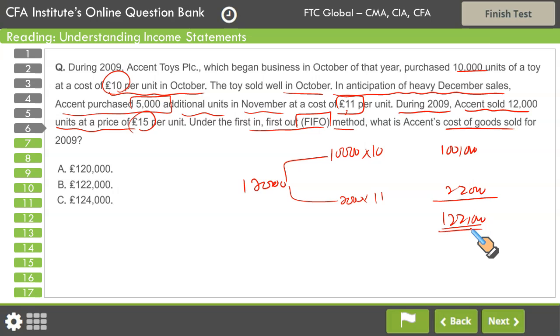Had it been last in first out, you would have done totally the opposite. We got our answer, it's B, but had it been LIFO, then it would have been different.